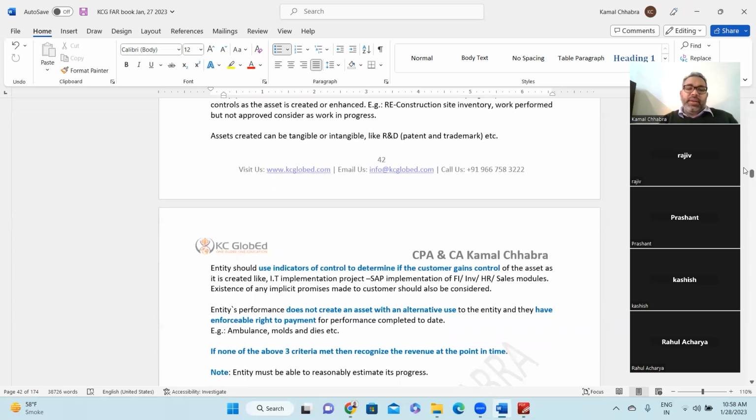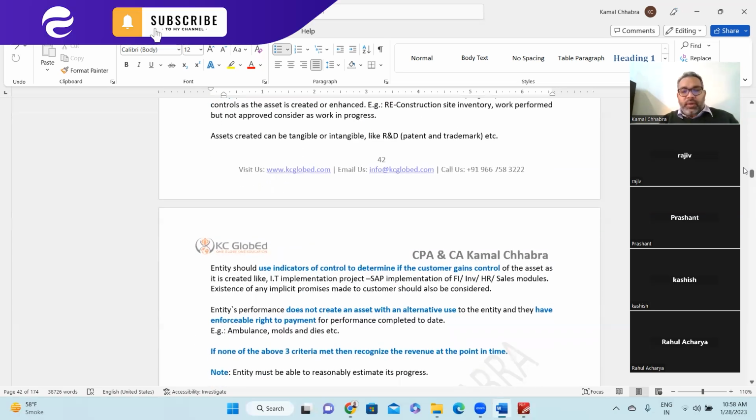Third point is the entity should use indicators of control to determine if the customer gains control of the asset as it is created, like an IT implementation project, SAP implementation of FI module first, then inventory module second, then HR module, then sales module, right? Existence of any implicit promise made to the customer should also be considered.